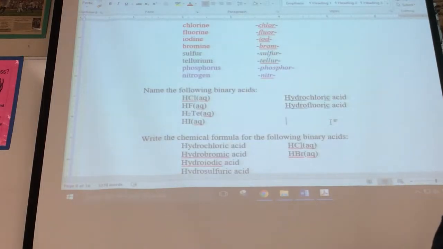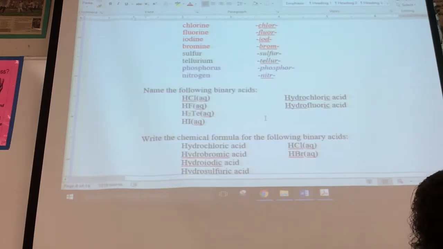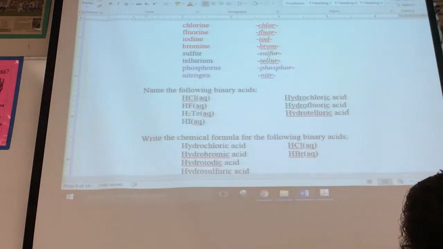So for the next one, you see H2Te. And that 2 came from the charge on a telluride ion. And what do all binary acids start with? Hydro. You take the stem, and then ic acid. That's it? That's it. So what would this last one be? Hydroiodic acid.